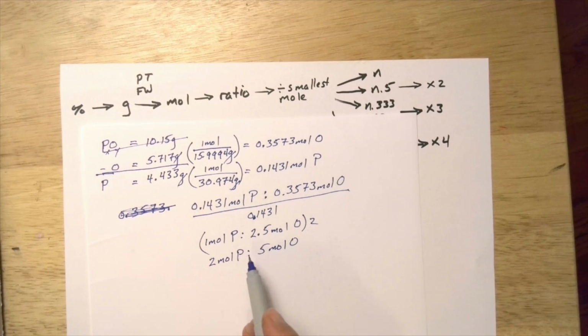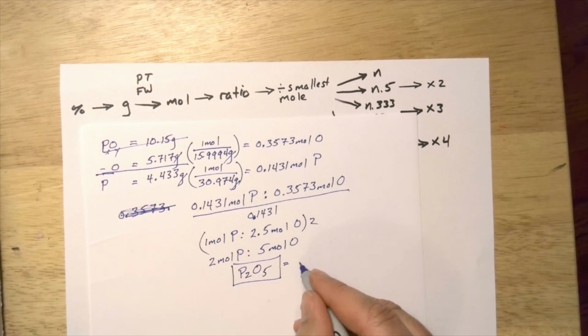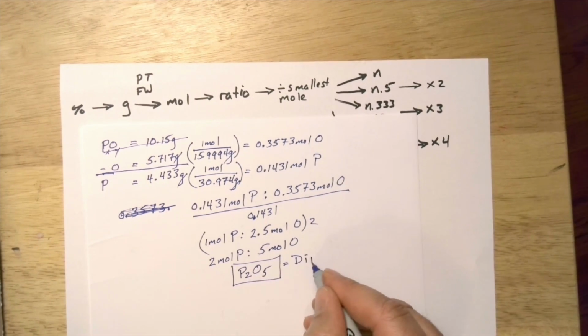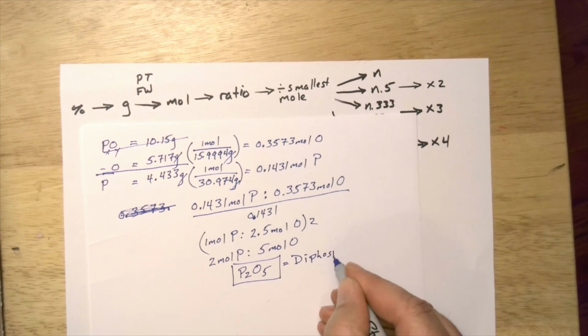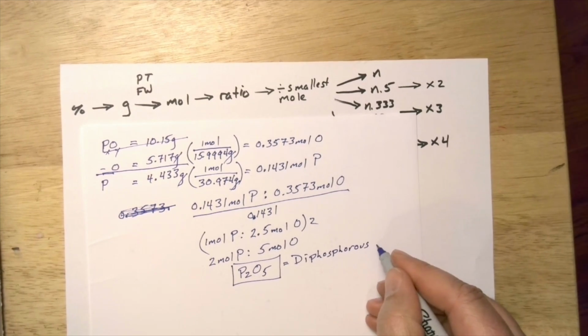So therefore the formula is P2O5. The name for this is diphosphorus pentoxide.